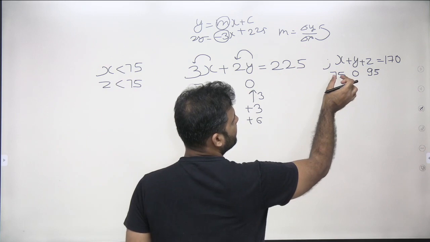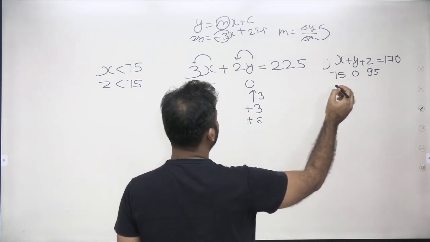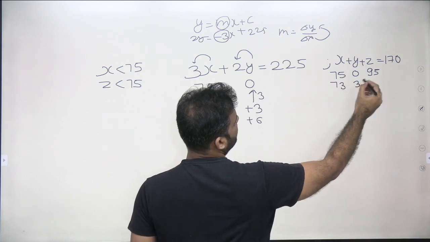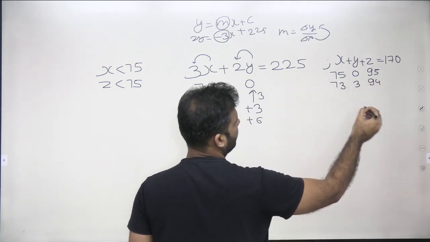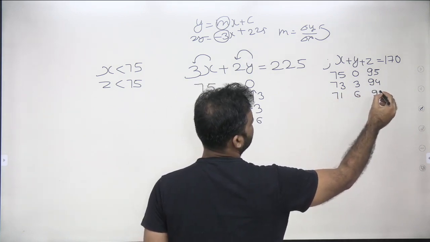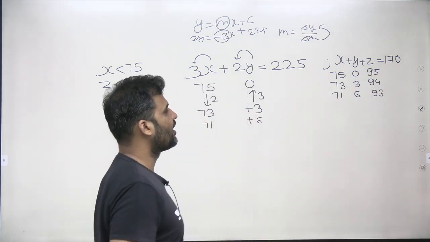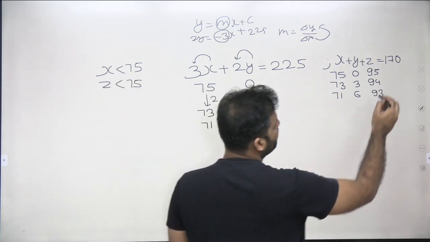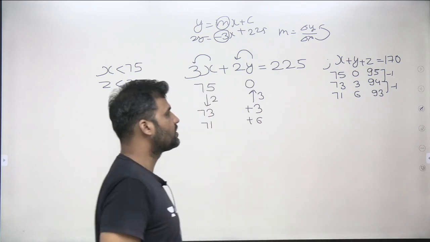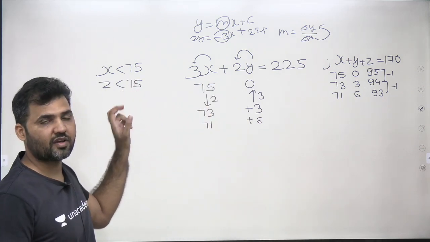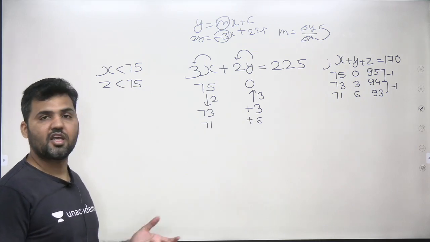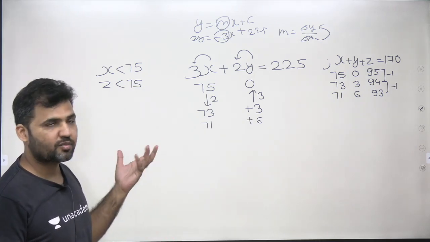You see that if I pick this as 75 and this as 95, then in the next possible solution this is becoming 73, this becomes 3, so this becomes 94, okay. If I further decrease it to 71, this becomes 6, this becomes 93, right, to maintain the total at 170. Now you see that the value of z is decreasing by 1 and I need to reduce it down to less than 75. The integral value which is just less than 75. Why integral values? Because the number of girls cannot be a fraction, it has to be integral, right?